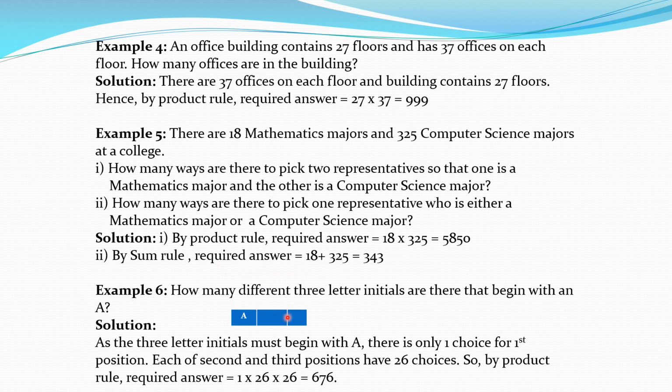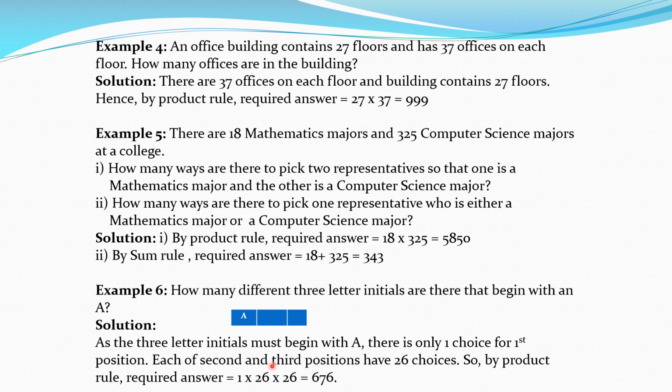Now next, how many different three letter initials are there that begin with an A? Now see, we have to form different three letter initials, but the condition is that it should begin with A. So if it should begin with A, on the first position we have to keep A only. Now for second and third position we can use any letter from A to Z. So for second there are 26 ways or choices. Similarly for third also there are 26 choices.